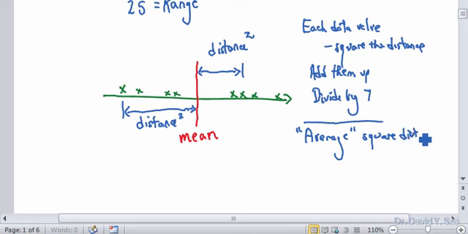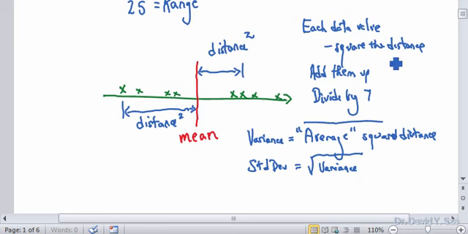And that's called the variance. That's the statistical term for the average squared distance. The standard deviation is the square root of that, the square root of the variance. Because we took the square of the distance, taking the square root kind of makes sense because it undoes the square.